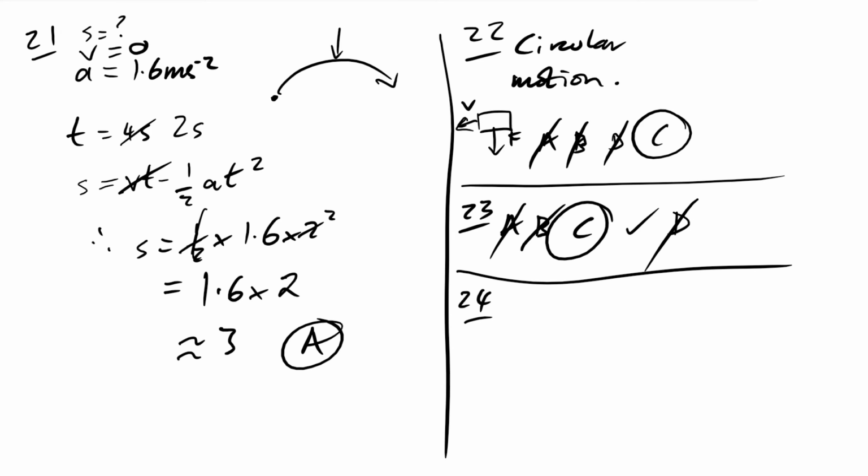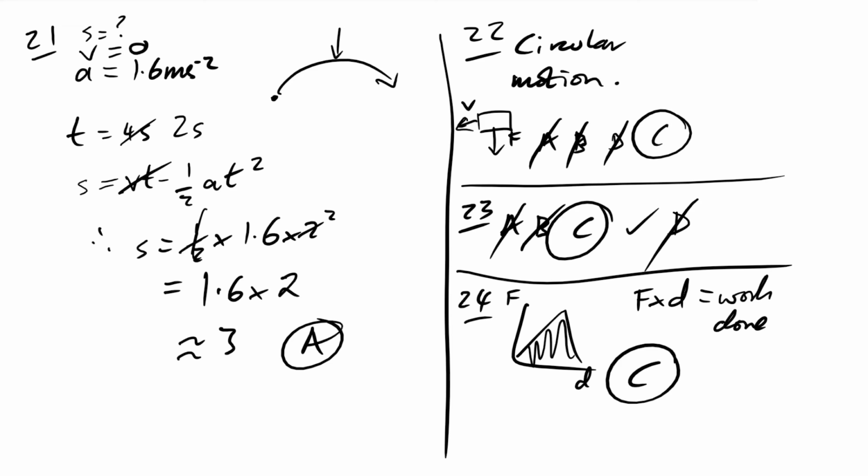24, what is represented by the area under a force displacement graph? Oh, interesting. So we know that force times distance gives you the area under the graph, and that gives us work done. So it looks like it should be C.